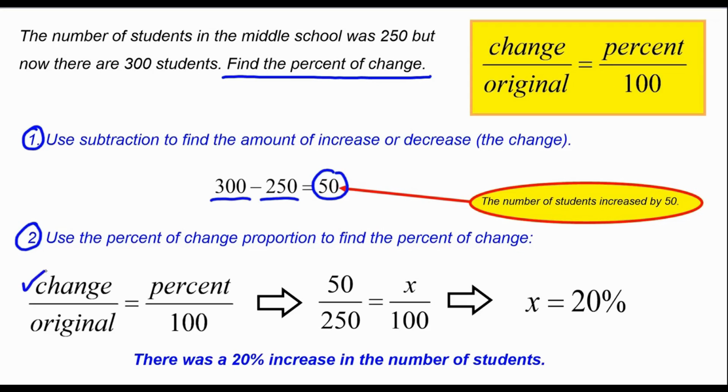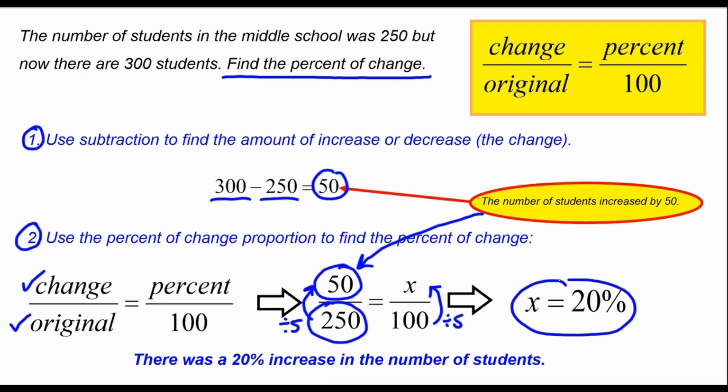So I need to know how much it changed and what it was originally. It changed 50. So this was the amount of change. This is what the population was originally, 250. So there's my ratio there, and then my percent ratio here. And when I solve this, 250 divided by 5 is 50. There's a nice vertical relationship there. So if you take 100 divided by 5, you'll find the percent, which is 20%. So then we conclude right here, there was a 20% increase in the number of students.